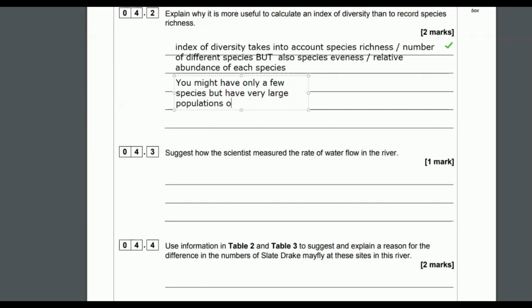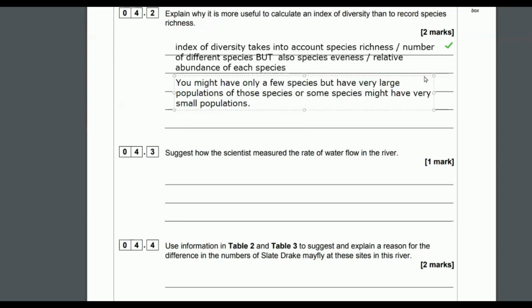So what we're doing there is we're taking into account not just the number of species, but the relative abundance as well. And this takes into account the fact that you may have a couple of really large populations or some really small populations. And that all contributes to the overall index of diversity. The higher the index of diversity gives us an idea of the area that is more biodiverse and more likely to survive drastic changes to that environment.